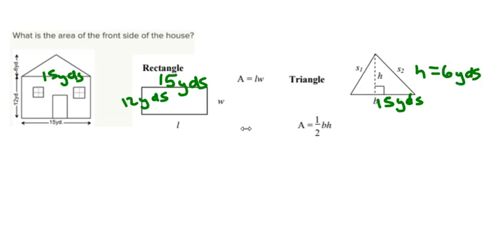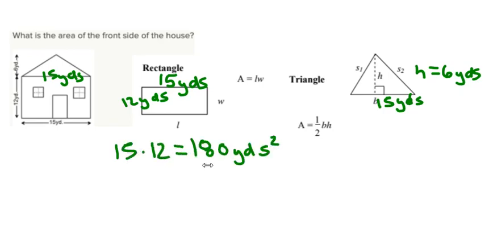So once we have all the dimensions, then we can go ahead and solve for the surface area of each of our individual shapes. Again, our area of a rectangle is going to be our length times our width. So 15 times 12 is equal to 180 yards, again squared because it's surface area. And we have our units times our units, which gives us our units squared.